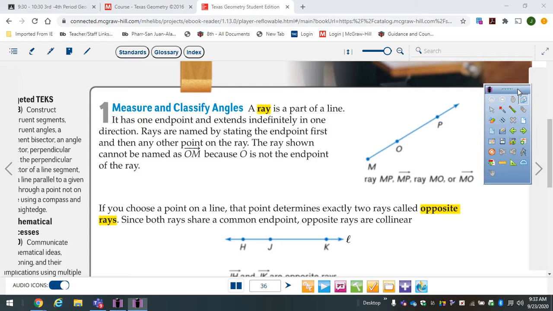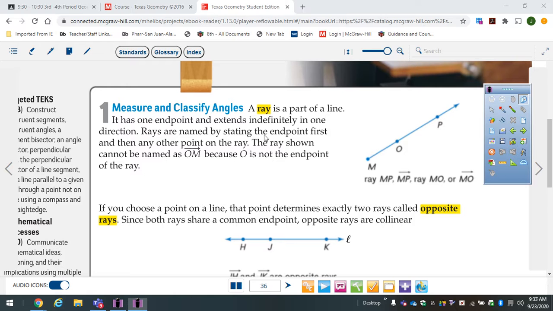So I know when you did Alex 1.1, it asked you about a ray. I don't know why it was there, but here is the definition of a ray. A ray is a part of a line. So if you think about it, the line goes on forever, right? A ray has one endpoint and extends indefinitely in one direction. So I'm going to say it's basically half of a line. So this is a picture of a ray. If you look at it right here, it goes from M forever off in the direction of O or P. See the arrow? So that's a ray right there.